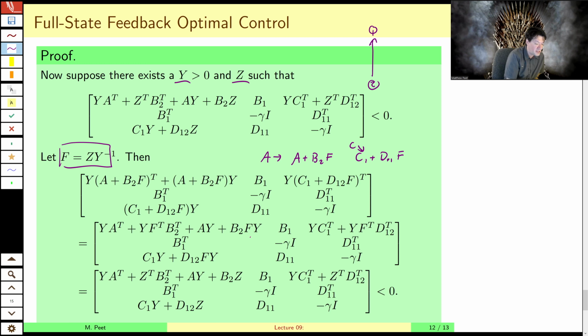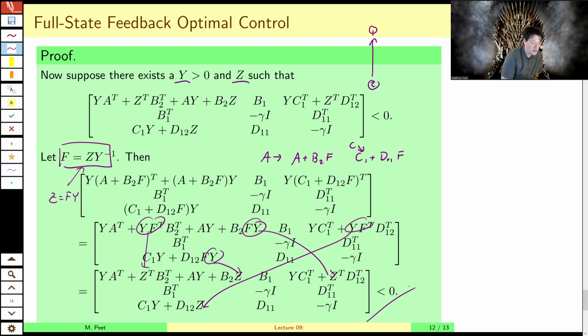So we've got these Fy terms here. They show up here, here, here, and here. But Fy is by definition z, because if f equals zy inverse, then z equals Fy, just by multiplying both sides by y. And so that becomes z there, that becomes z there, that becomes z there, that becomes z there. And f doesn't appear here anymore, and so we can conclude that this inequality is satisfied.